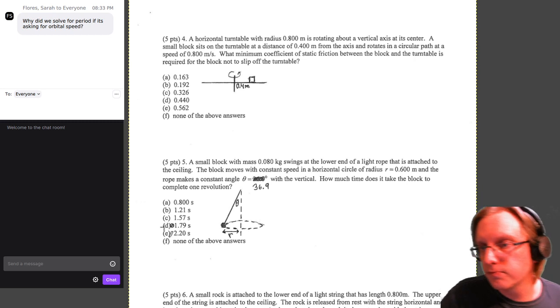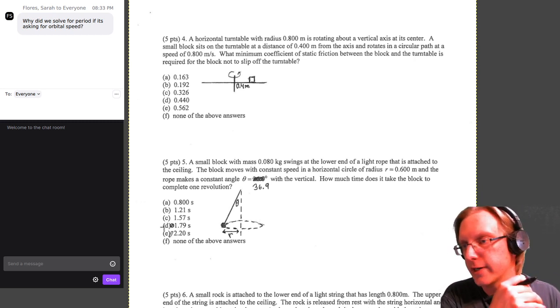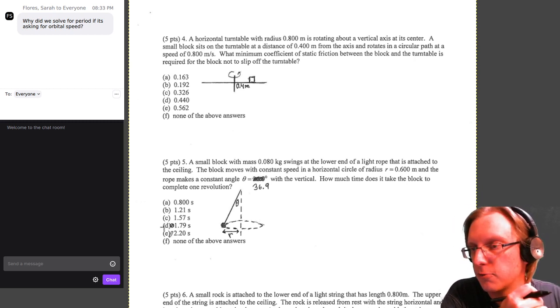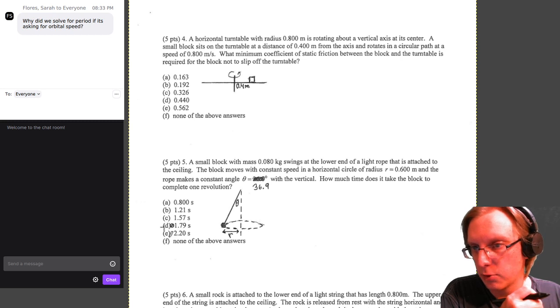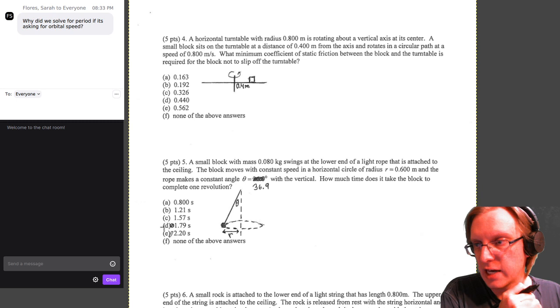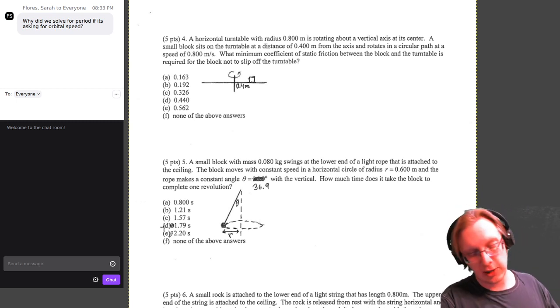Okay. A horizontal turntable with radius of 0.8 meters, so that's 4/5 of a meter, is rotating about a vertical axis at its center. A small block sits at the turntable at a distance of 0.4 meters from the axis and rotates in a circular path at a speed of 0.8 meters per second. What is the minimum coefficient of static friction between the block and the turntable that is required for the block to not slip off the turntable?